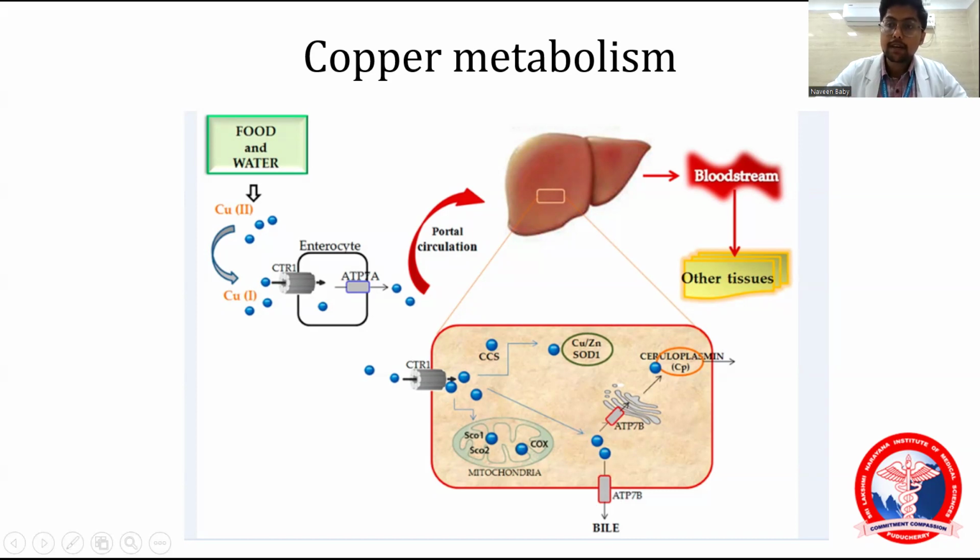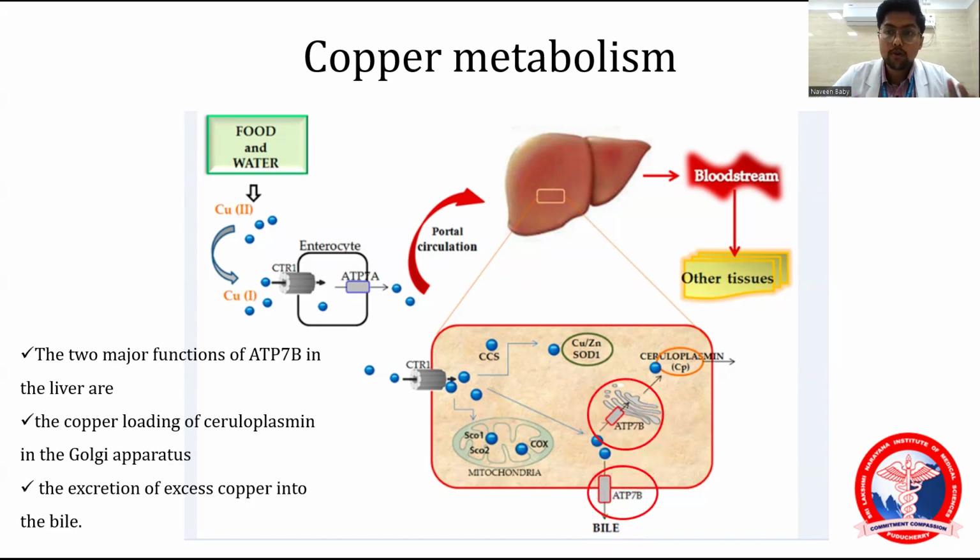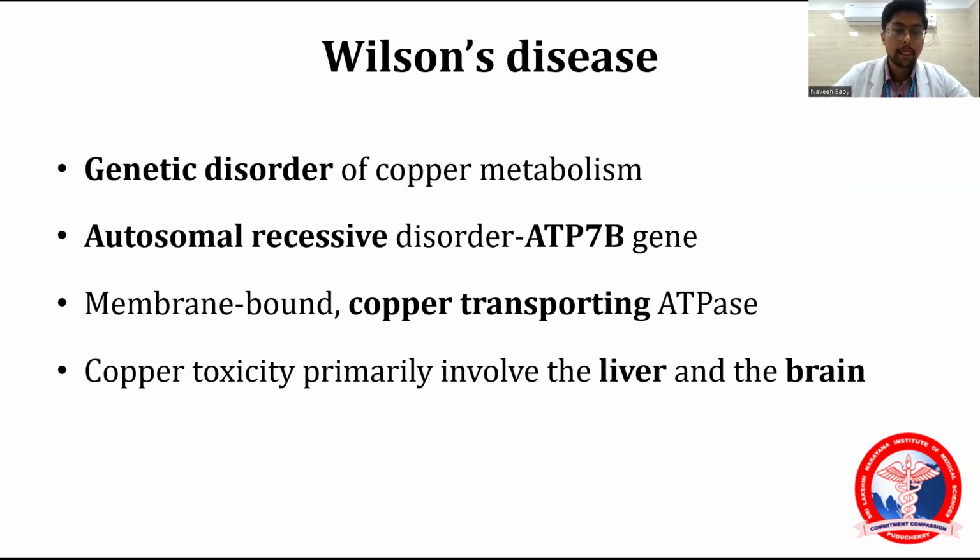And this release into the bile is also mediated by the same adenosine triphosphatase known as ATP7B. So here there are two functions for this ATP7B. The one is the copper loading of ceruloplasmin in the Golgi apparatus, and the excretion of excess copper into the bile. So we are going to discuss what happens when this ATP7B is defective.